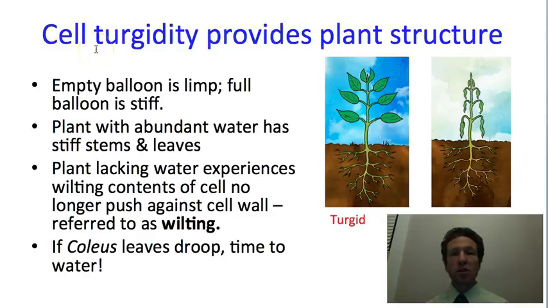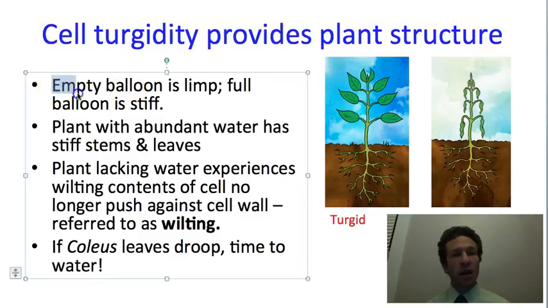Cell turgidity is important because it is what provides support for the entire plant. And I used the balloon analogy before, but think of it again. If you have an empty balloon, it is going to be limp. But if you have a full balloon, it is going to become increasingly stiff.